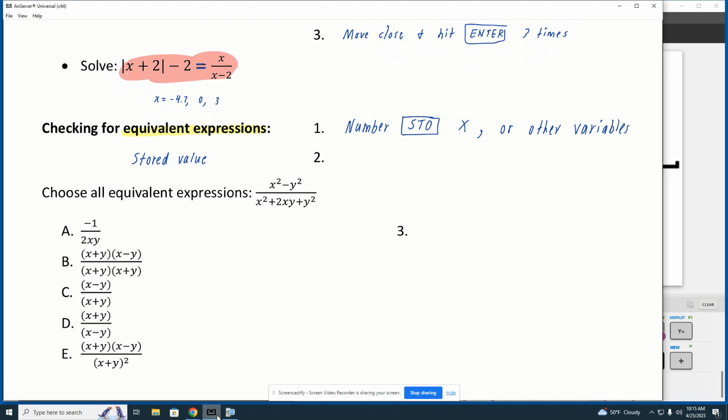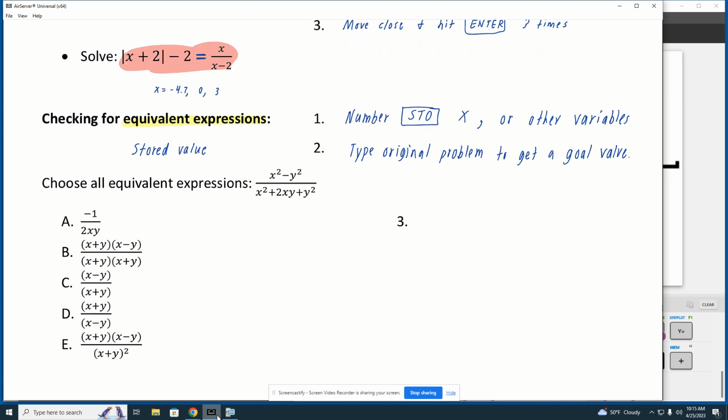Then here's the next thing I want you to write. Type original problem to get a goal value. Type the original problem in order to get a goal value. Okay, when you've written that, I'm going to show you what I'm talking about, and then we'll do step 3.